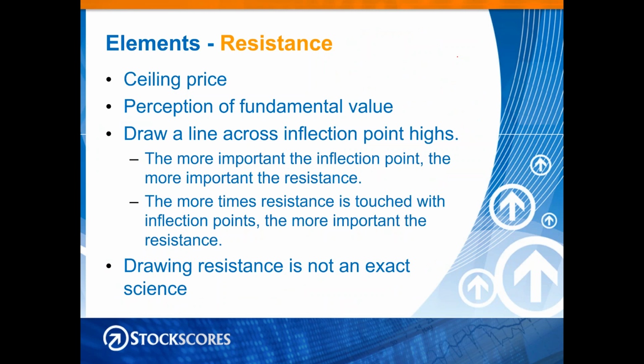So moving along to resistance. Resistance is a ceiling price. It's the upper boundary on what investors think the company is worth. So if this is $10 a share, what investors said over this time period is, we do not think this company is worth more than $10 a share.